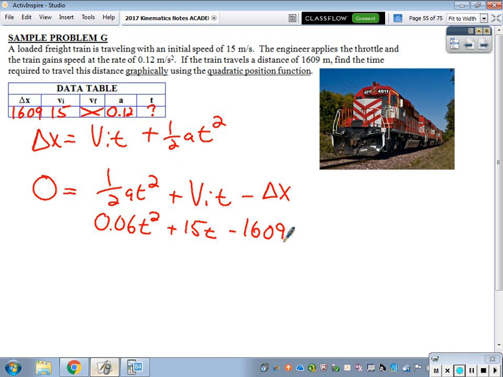Now, here's the deal. Okay? I know, you should know, the quadratic formula at this point. And we've used it a little bit throughout the course of our year. Most of the beginning of the year we did our math review.